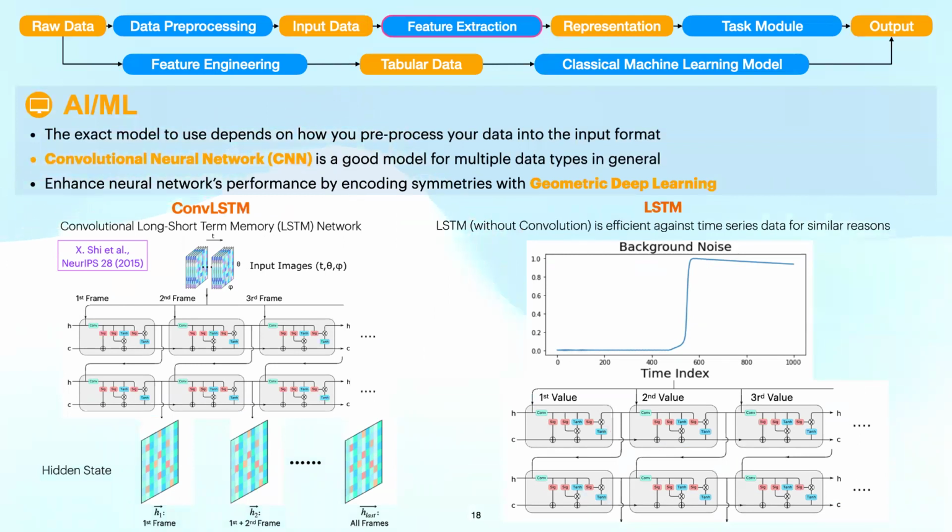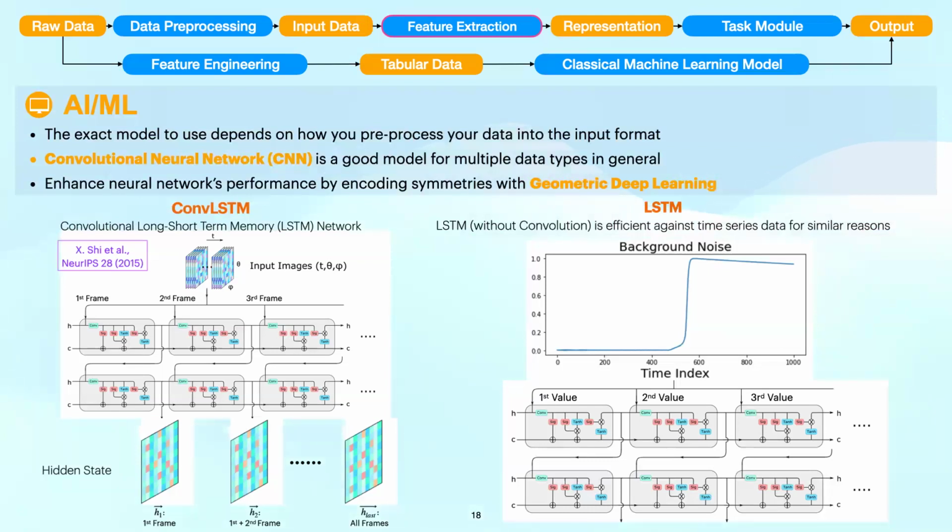So after building a CNN, we have a baseline model, but is there a way to further improve on its performance? Well, the answer is yes. We can enhance the neural network performance by encoding additional symmetries in our data using something we call geometric deep learning. One example I want to give is the sequential symmetry in time series data.